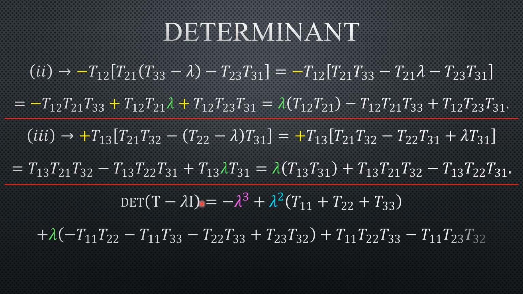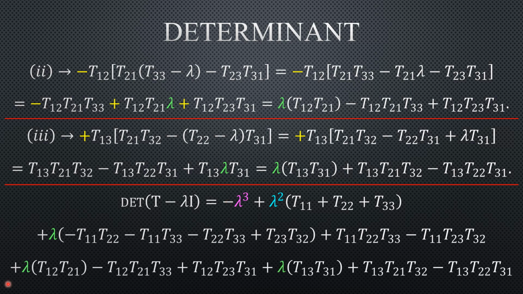And then when we look at the overall determinant in component form, we see that the determinant of T minus lambda I is equal to the cubic, quadratic, linear. This was all from part 1. Now when we add in the results of part 2 and 3, we see we get this and this. So all that parts 2 and 3 did was add 2 linear terms and a whole bunch of constant terms.